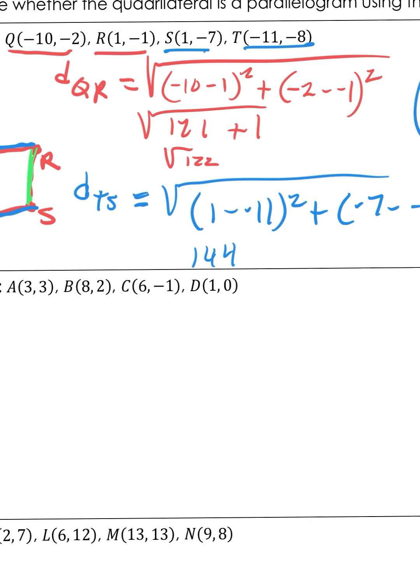And I'm finished. If it came out that they were equal, then I would have to do the sides RS and QT and compare them. And if they were equal, then it would be a parallelogram.